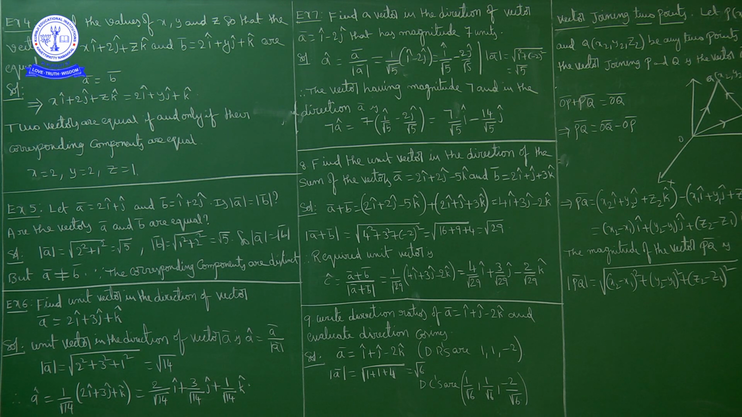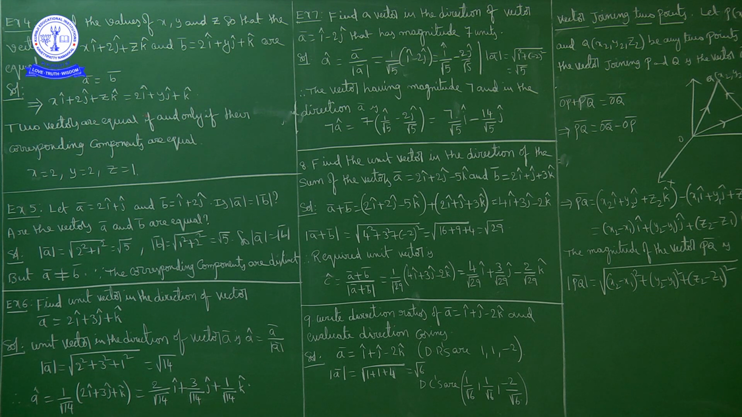And magnitude of b bar? Magnitude of b bar is square root of i component square, that is 1 square, plus j component square, 2 square. 1 square is 1, plus 2 square is 4, 1 plus 4 is 5, under root 5. So magnitude of b bar is square root of 5. Magnitude of a bar is root 5, magnitude of b bar is root 5. So their magnitudes are equal.